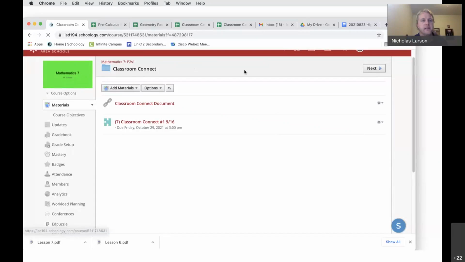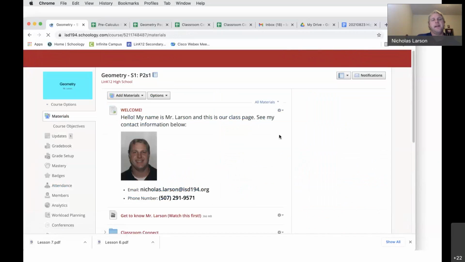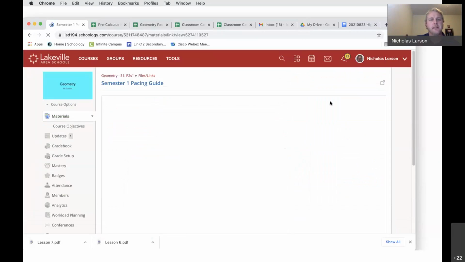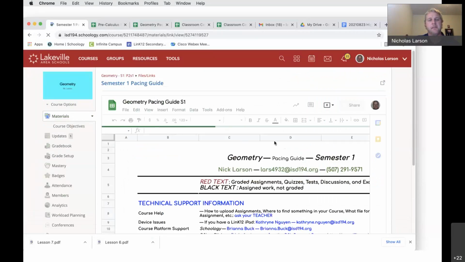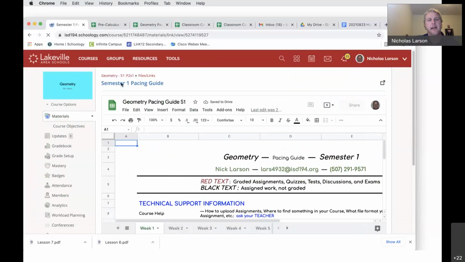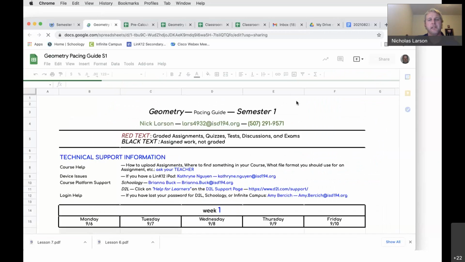So again, I'm going to share my screen. I'm on the computer this time. If I go to geometry, I see week 1 and my Classroom Connects. We're going to start with our pacing guide. If you're ever not sure what to do, click on the pacing guide. It pops up right here, but I recommend you click on this blue link and it makes a new window. I think it's much easier to see if you make a new window.